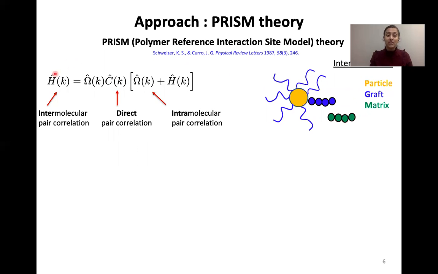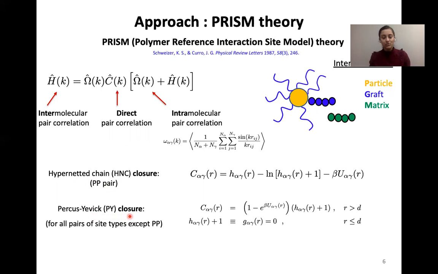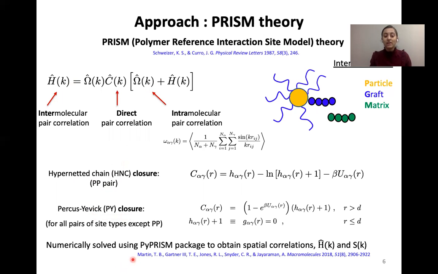It involves the solution of a generalized Ornstein-Zernike-like equation that relates the intermolecular pair correlation to direct pair correlation and intramolecular pair correlation. Intramolecular pair correlation is calculated from single particle MD simulations. For direct pair correlation, we use closure equations, and based on extensive past experience with similar systems, for the particle-particle pair, we use the hypernetted chain closure, and for all other pairs, we use the Percus-Yevick closure. The PRISM equation is then numerically solved using the pyPRISM package to obtain spatial correlations, which include h(k), which is related to pair correlation functions, and also the structure factor.